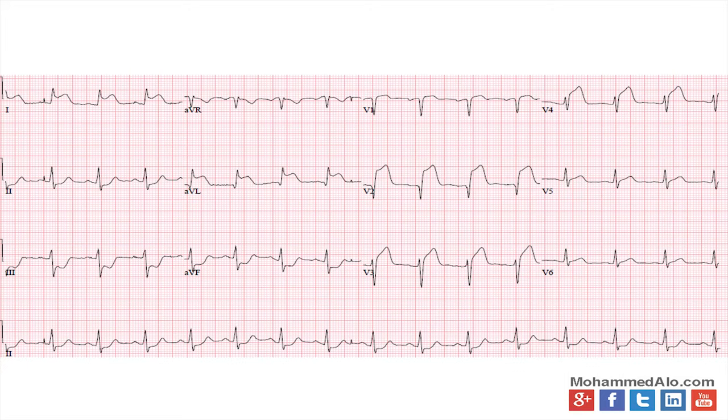Next one shows ST elevations in your anterior leads, depressions in your inferior leads. Remember, the anterior always reciprocates to inferior, and this is a correct reciprocation. V4, the R wave is very low, definitely an anterior MI. If you measured the QT corrected interval, 425 is your cutoff, definitely an anterior MI. The shape is right, the reciprocation is correct. You also have AVL elevated, so it's an anterior lateral MI.